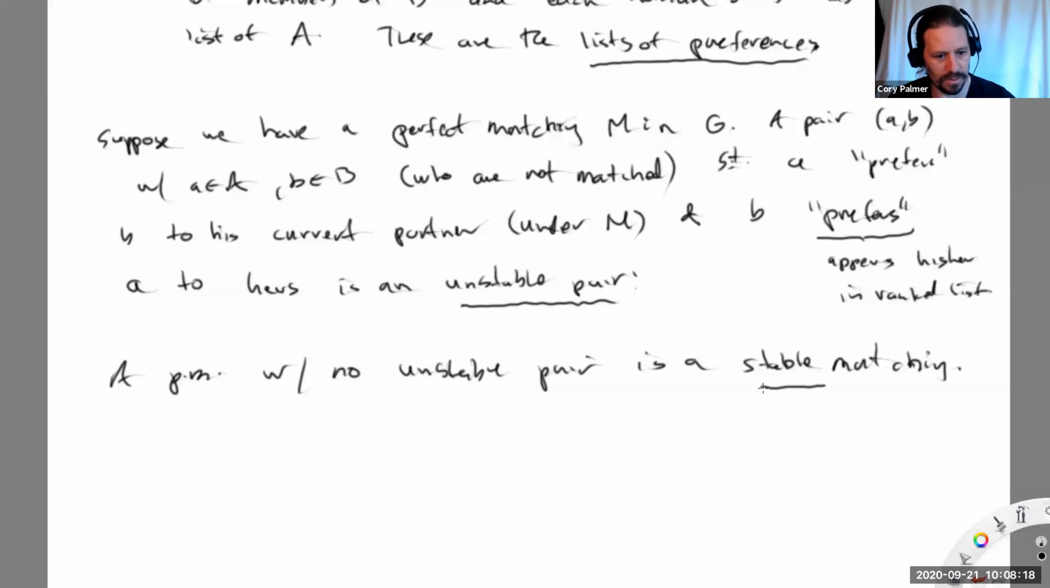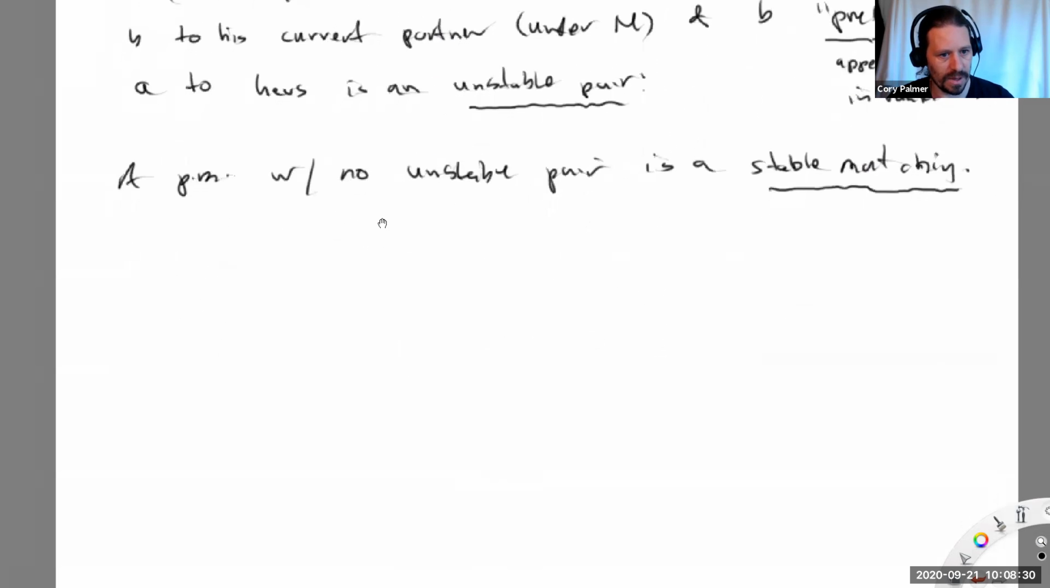Okay, and so that's what we want to talk about, at least for the first half today, is how do we find stable matchings? Do stable matchings always exist, given a ranked list of preferences in a complete bipartite graph? So let's look at a couple examples.